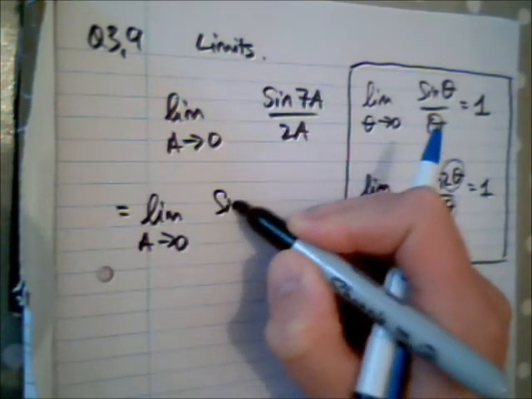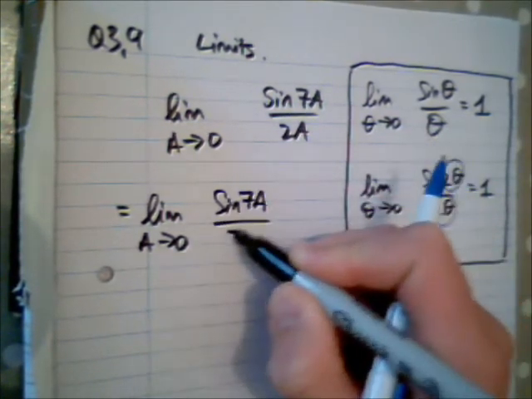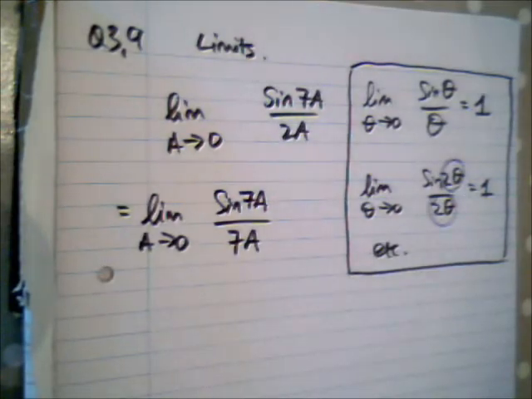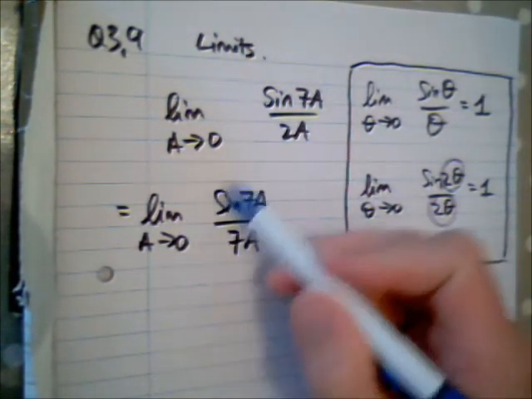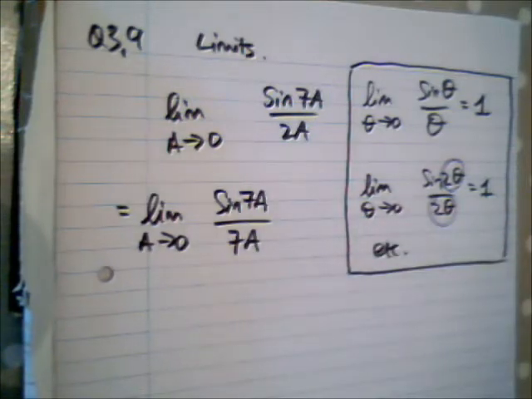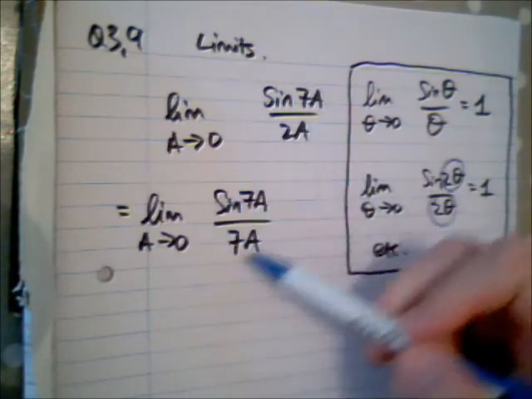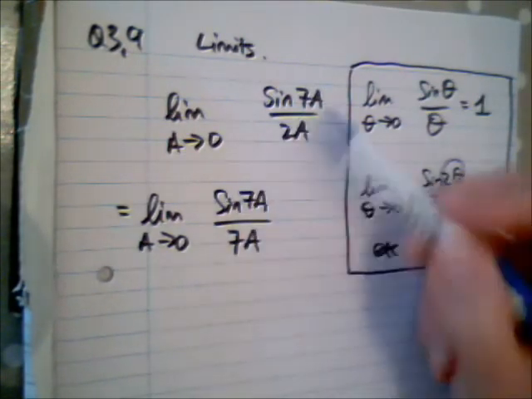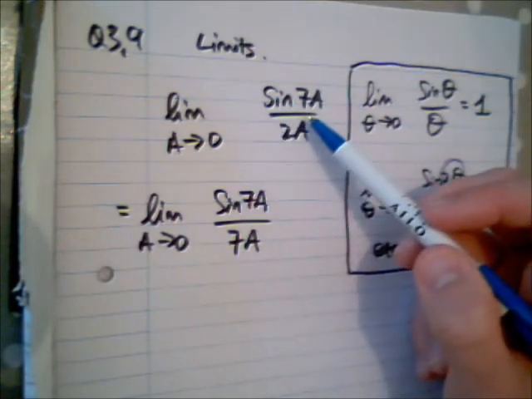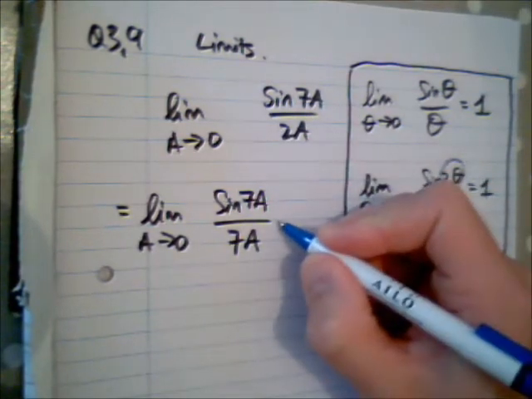So sine of 7a all over 7a. And then, because this thing here is going to become 1 when we take the limit, what you need to ask yourself then is what do I need to do to this to make it the same as what I started with? So I'm not allowed to change what I started with. I can write it in a different way. So that's what I'm doing here.